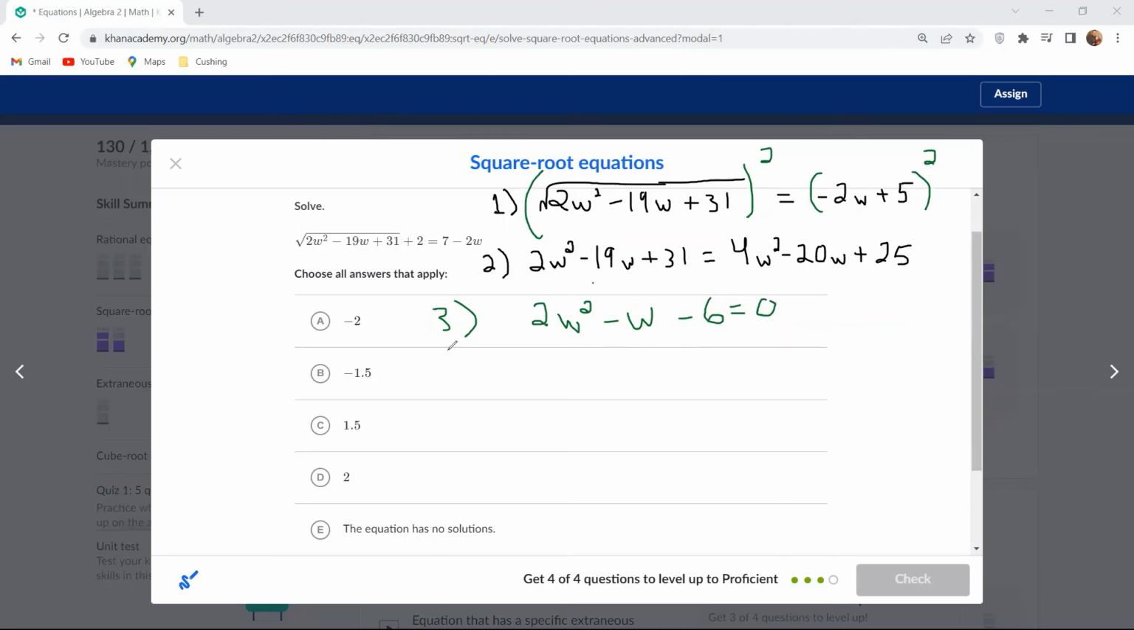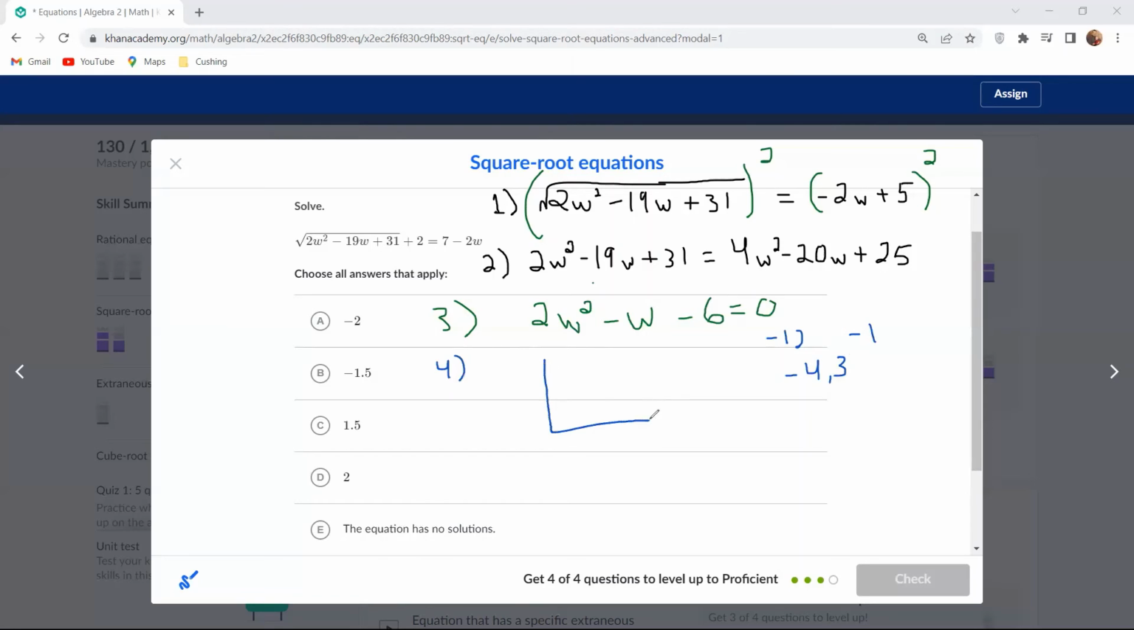So from here, I'm going to factor. I need two numbers that multiply to negative 12 and add to negative 1. So they do multiply to negative 12 because that's negative 6 times 2. So multiply to negative 12, add to negative 1. Those numbers are negative 4 and 3.